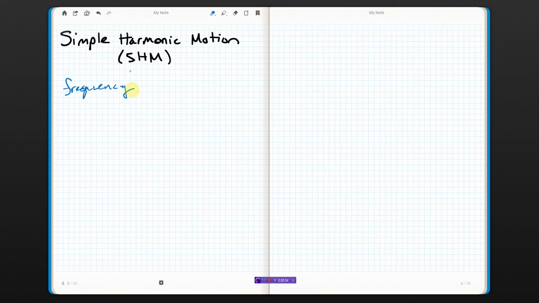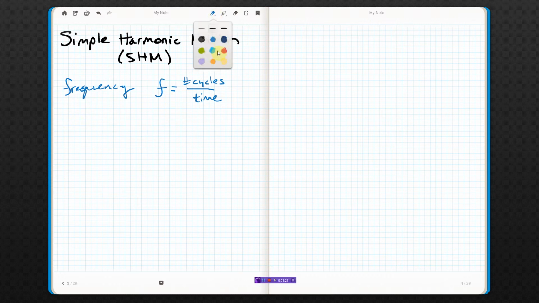Frequency, F. It looks like the symbol for friction. Sorry. This is the number of oscillations in each second, the number of cycles that happen in each second. So basically the number of cycles per unit of time. The unit is called a hertz.